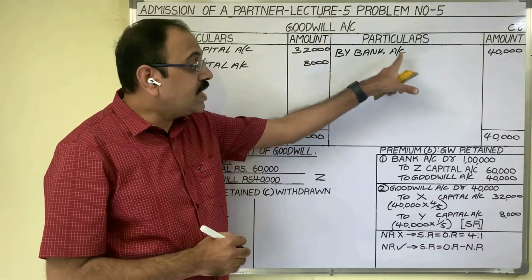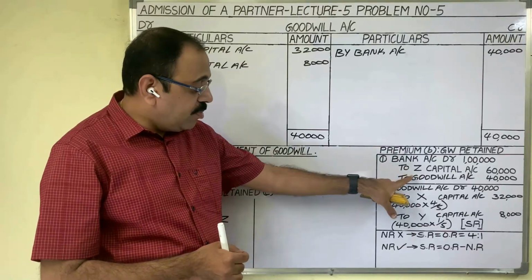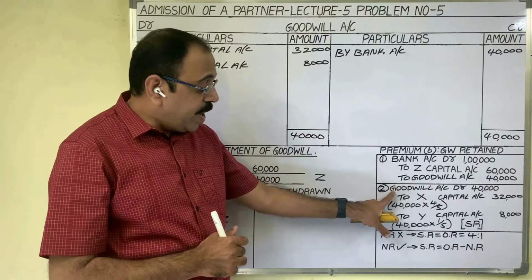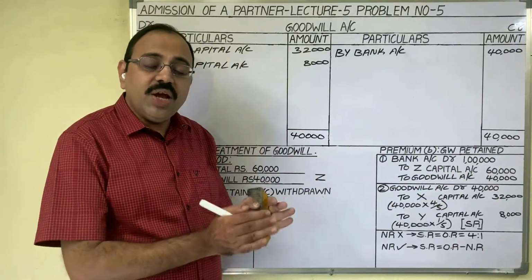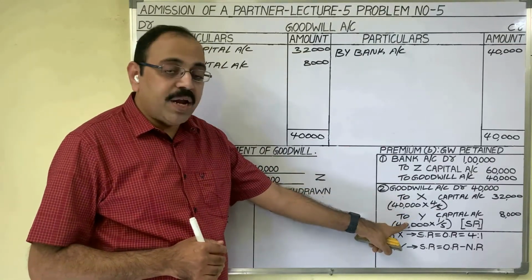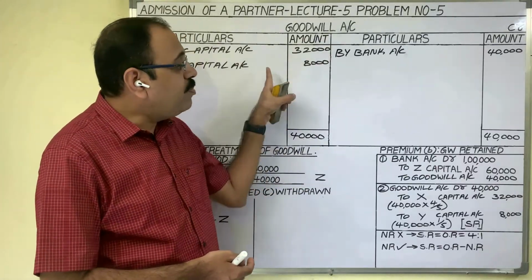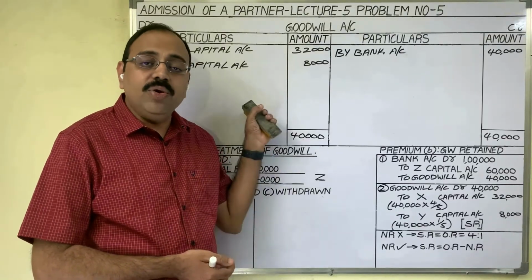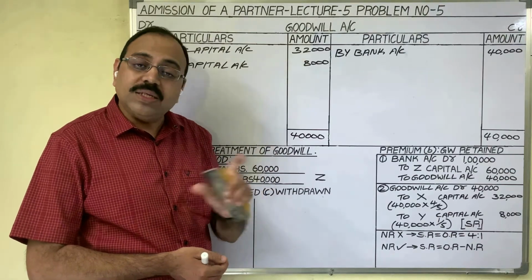There is no balance carried down in goodwill account. Why? Because in the first entry, by crediting, we created the goodwill account. In the second entry, by debiting with the same amount, we close this goodwill account. The goodwill account balance of 40,000 we have transferred to the old partners' capital accounts and closed the goodwill account. Therefore, in goodwill account balance carried down is not there. As there is no balance carried down in goodwill account, in the new balance sheet asset side goodwill amount doesn't appear.